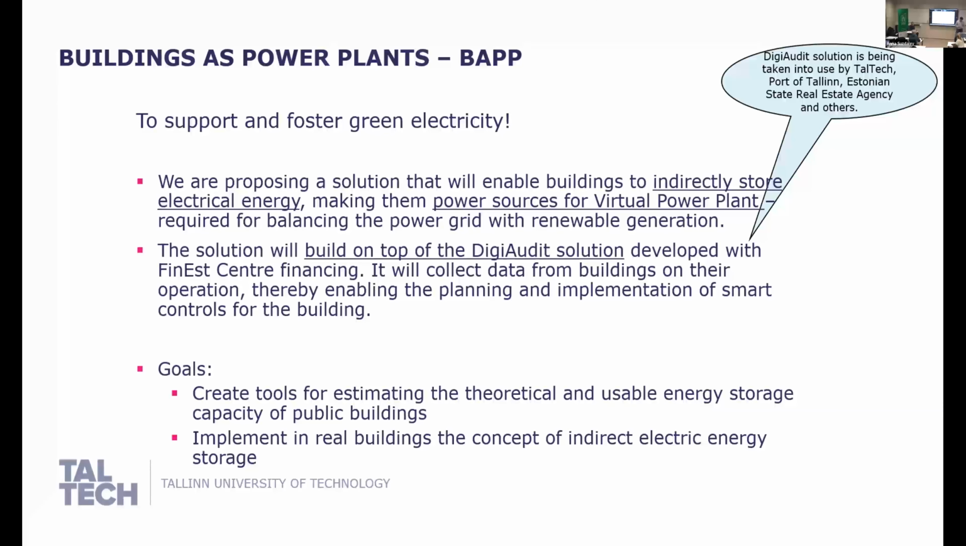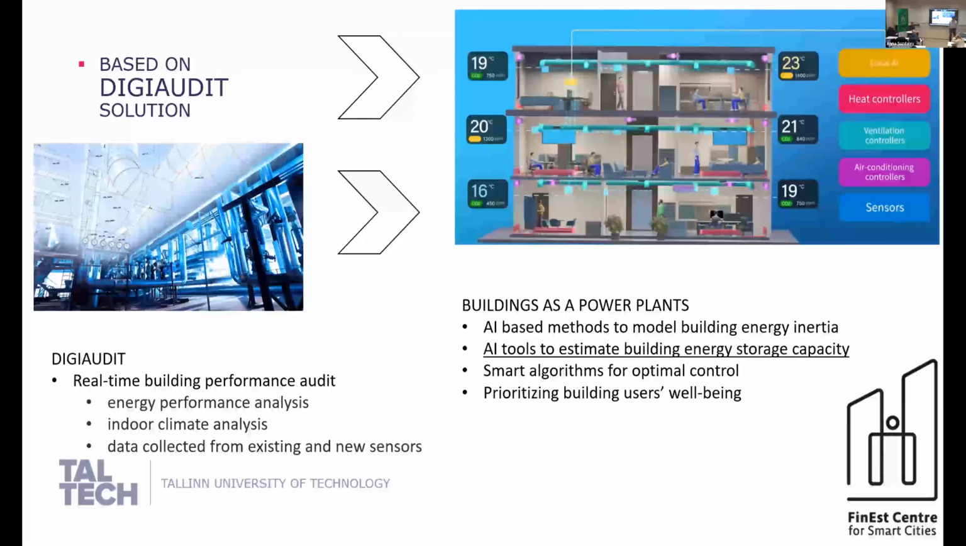And the goals of the project are twofold. First, create tools for estimating the theoretical and usable energy storage capability of public buildings and other buildings, industrial buildings. And secondly, to implement in real buildings the concept of indirect electric energy storage. The problem of this challenge is twofold. On one side, the power production might be out of balance, or power demand might be very high. And on the other side, electricity costs might be too high for either municipalities or businesses. So to solve this problem, we intend to use buildings as power plants.